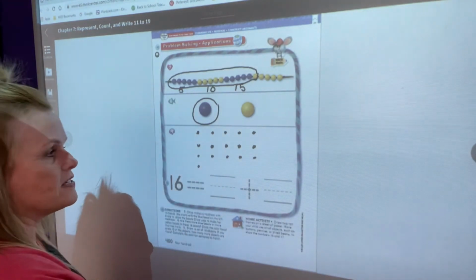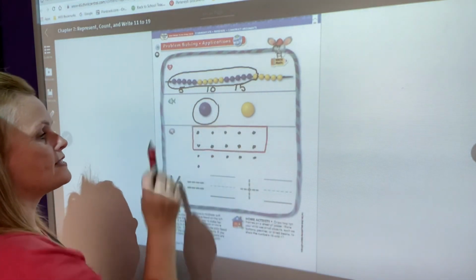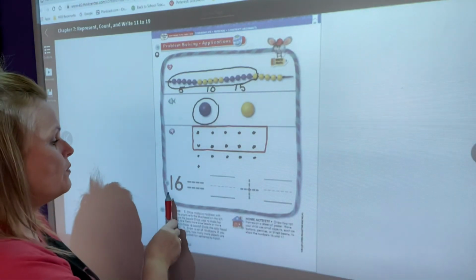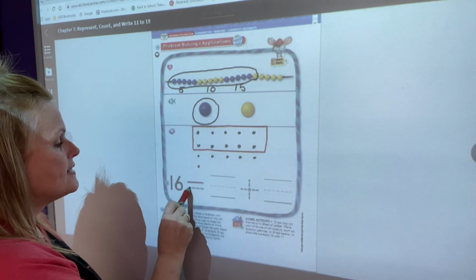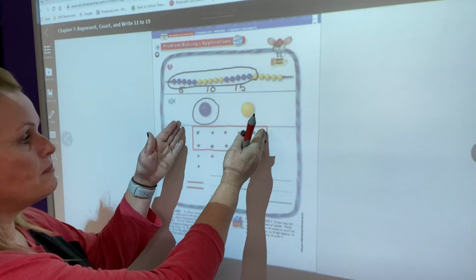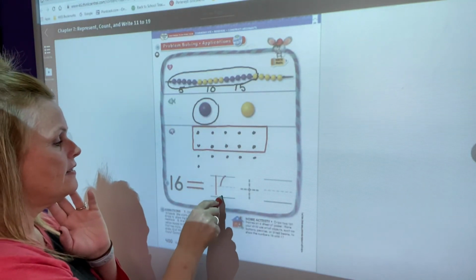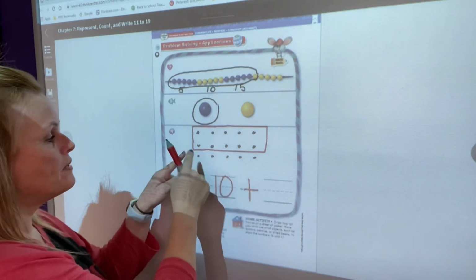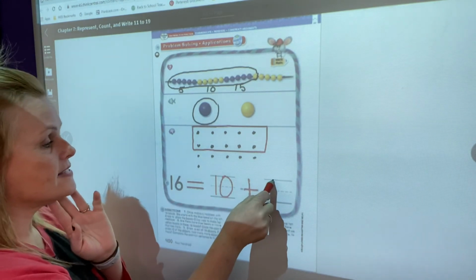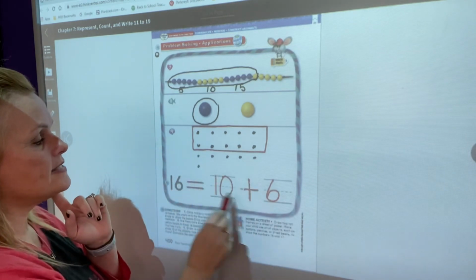I think it's important that if you see a set of 10, let's go ahead and group that set of 10 together. It'll help us when we're breaking it apart. So if we have the number 16, 16 is the same as or equal to how many ones are in that group? There are 10. Plus, how many are in this group or set? 6. So 16 is equal to 10 ones and 6 ones.